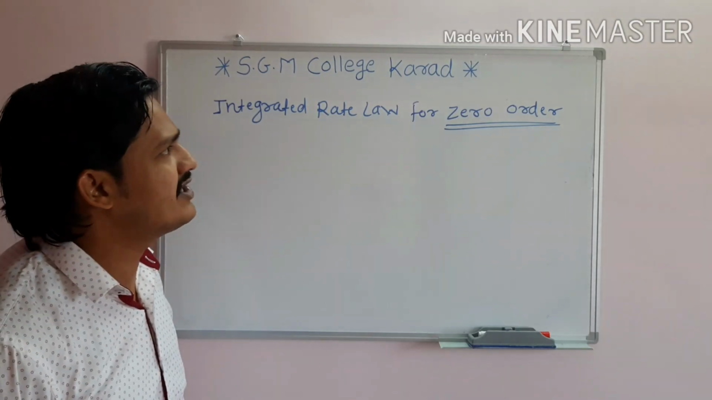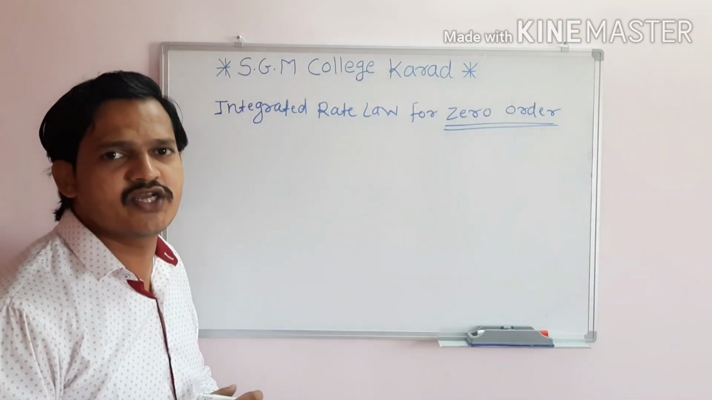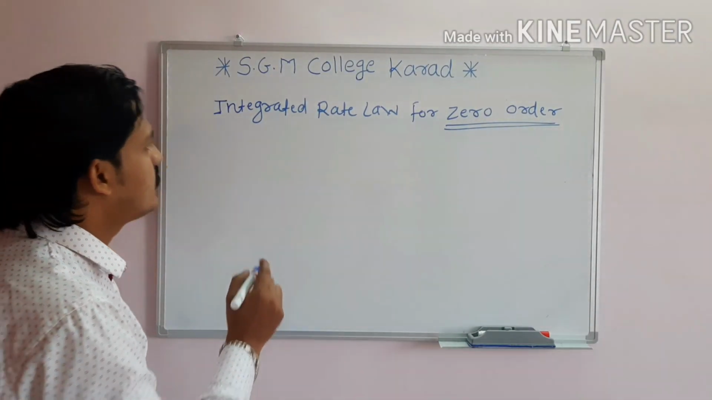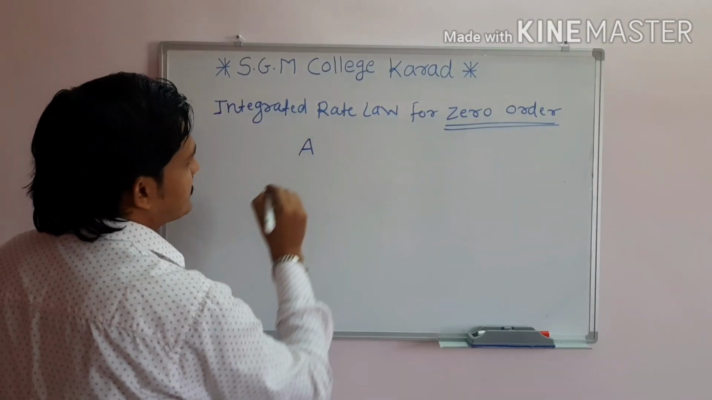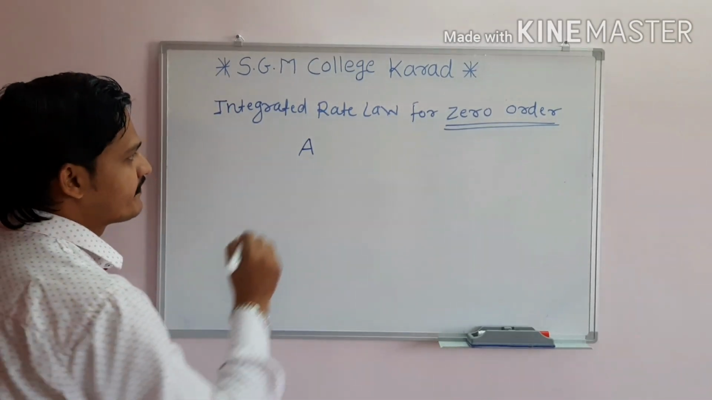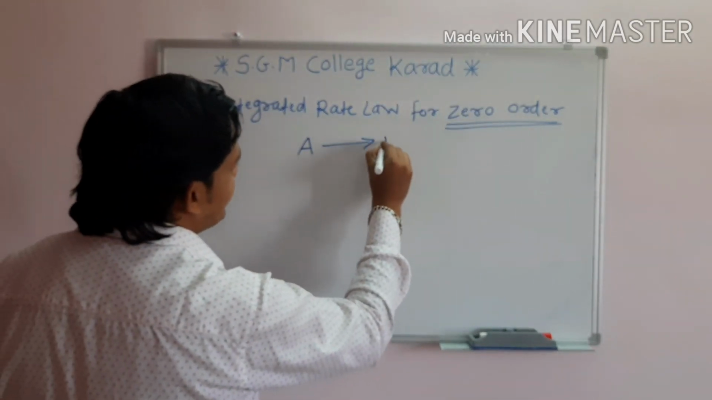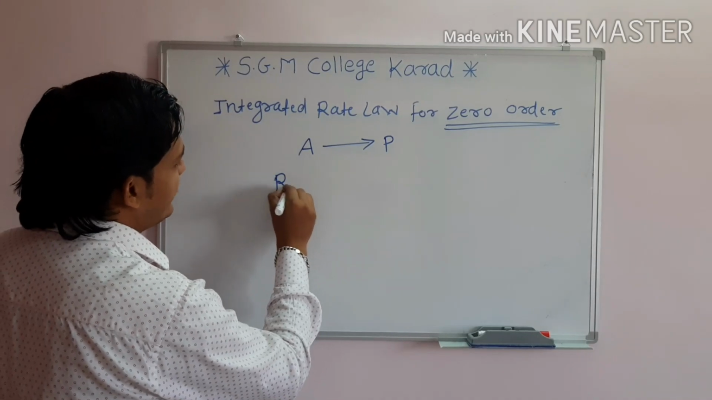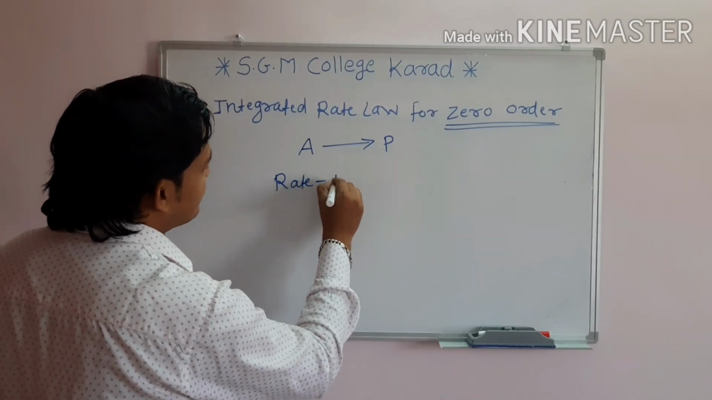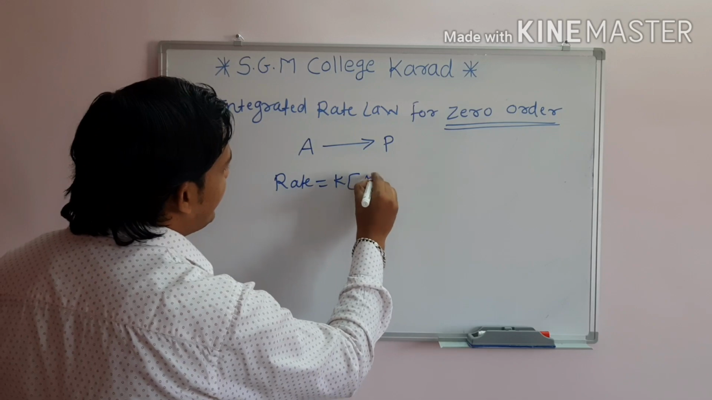As we know, order of reaction means the sum of powers of concentration of reactant. So I am telling you the detailed explanation about zero order reaction. Suppose reactant A is converted into product. Suppose the rate law is found to be rate is equal to K times [A].